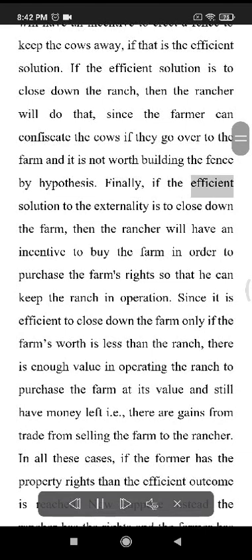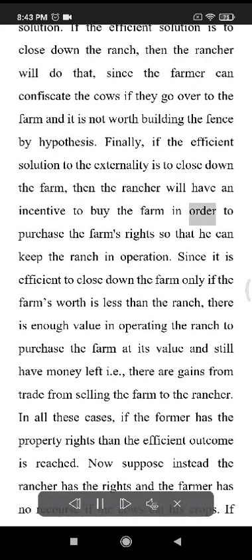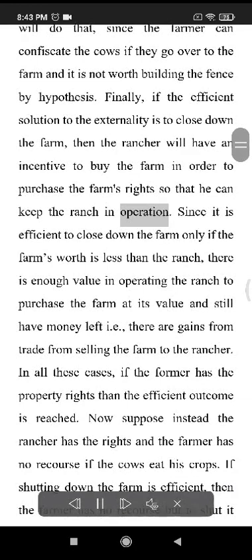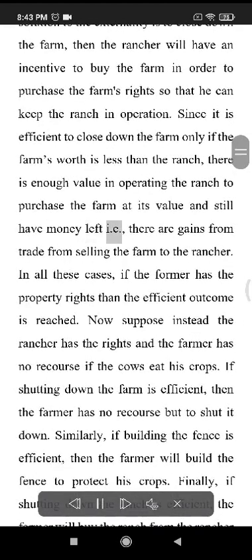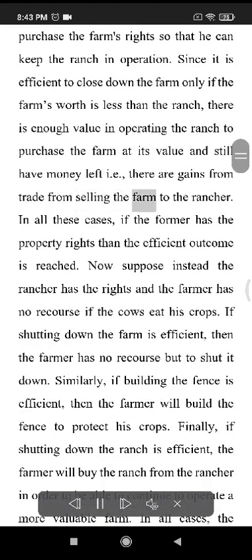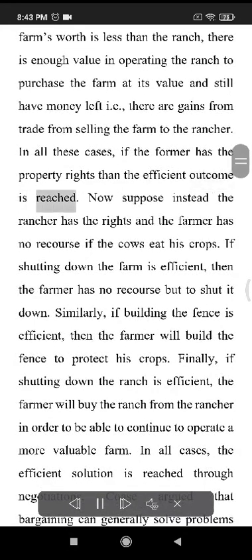Finally, if the efficient solution to the externality is to close down the farm, then the rancher will have an incentive to buy the farm in order to purchase the farm's rights so that he can keep the ranch in operation. Since it is efficient to close down the farm only if the farm's worth is less than the ranch, there is enough value in operating the ranch to purchase the farm at its value and still have money left, i.e., there are gains from trade from selling the farm to the rancher. In all these cases, if the farmer has the property rights, then the efficient outcome is reached.